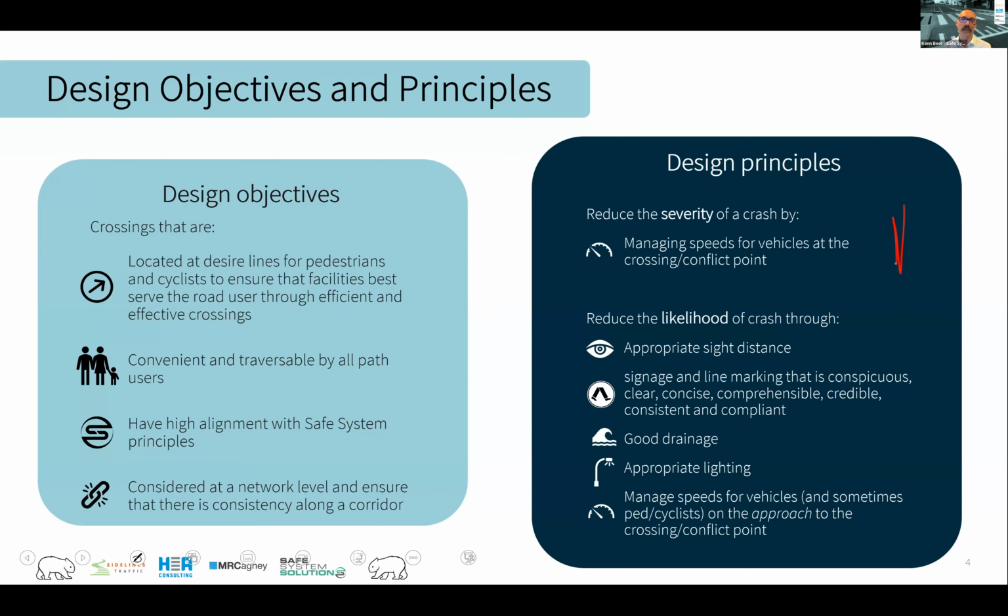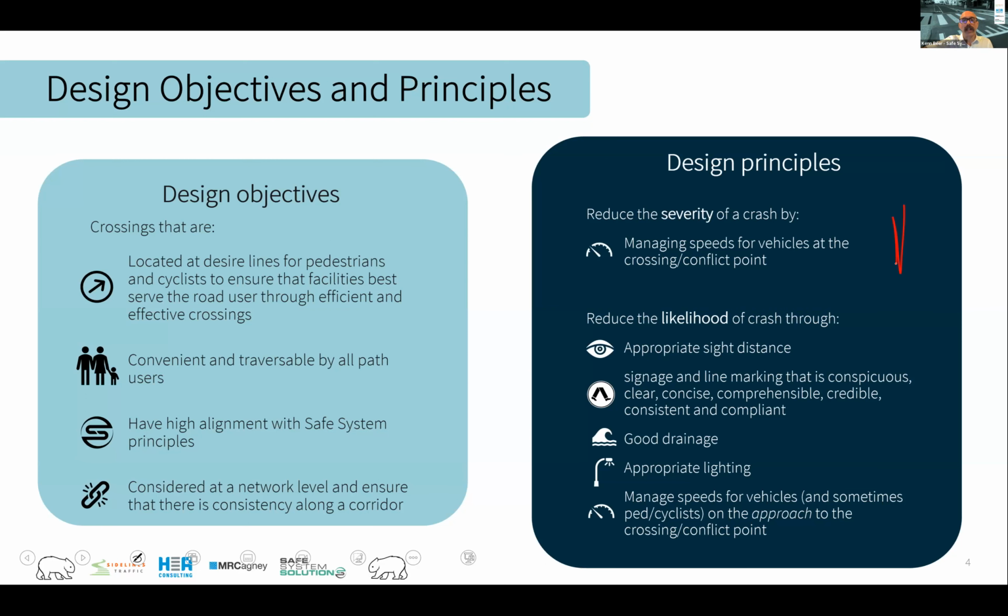And we want to make sure the speeds for the vehicles at the conflict point are managed to within biomechanically tolerable levels. And we know that 20 to 30 kilometers an hour, if a pedestrian was to be struck, the 30 is at the higher end of what speeds we would like if that crash happens, or I suppose I should say when that crash happens. So I'm thinking about speed immediately, speed of vehicles through there.